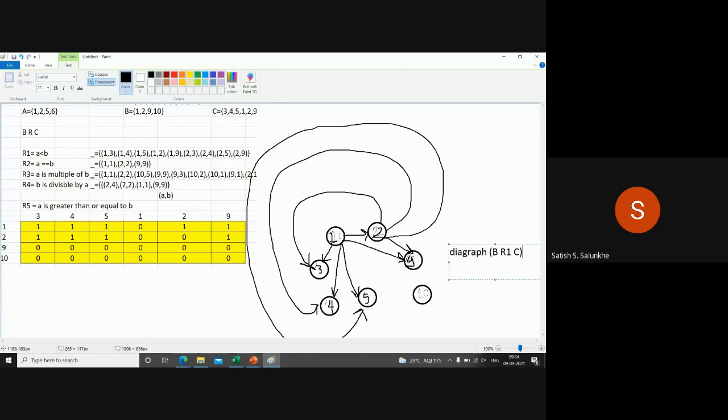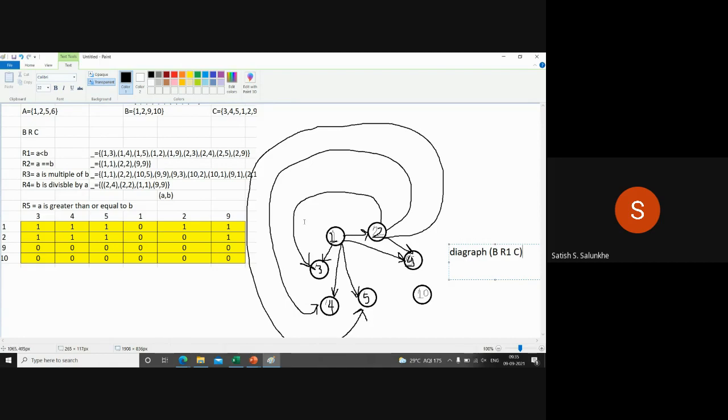Is the relation asymmetric? Asymmetric means what? For all a comma b in R, there should not be any b comma a in R. So do we satisfy this? Yes or no? That we need to check. If we say 1 comma 3, 3 comma 1, do we have? No. 1 comma 4, 4 comma 1, do we have? No. 1 comma 5, do we have 5 comma 1? No. 1 comma 9, do we have 9 comma 1? No. 2 comma 3, do we have 3 comma 2? No. 2 comma 4, 4 comma 2? No. 2 comma 5, 5 comma 2? No. 2 comma 9, 9 comma 2? No. So this relation is asymmetric.